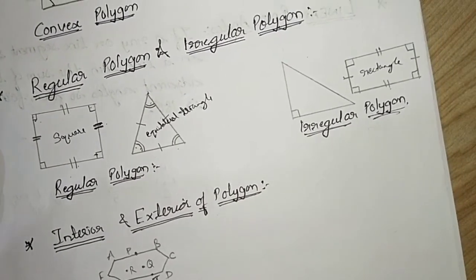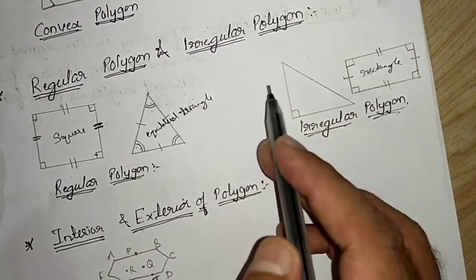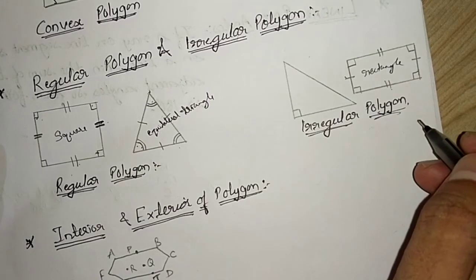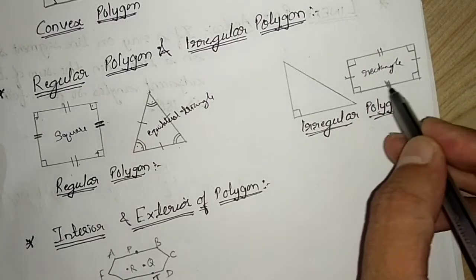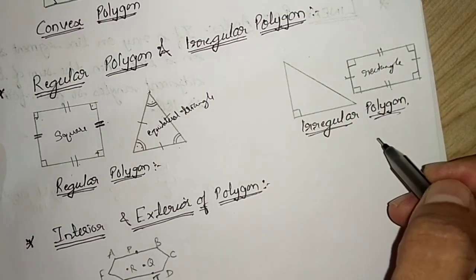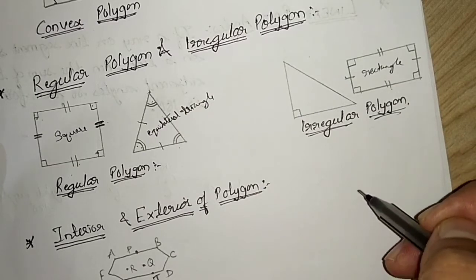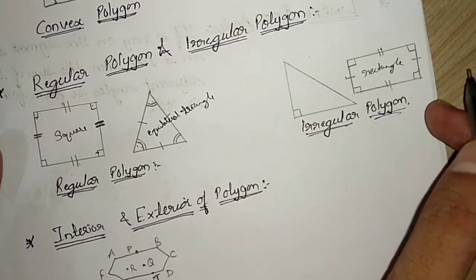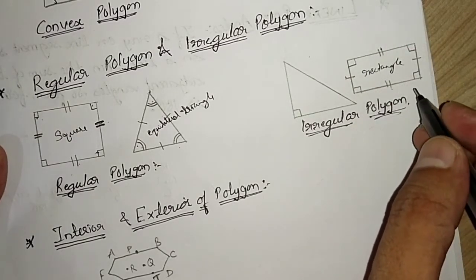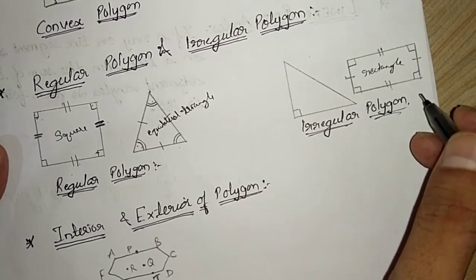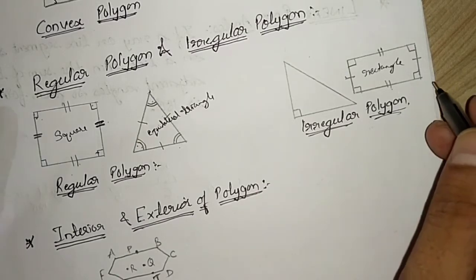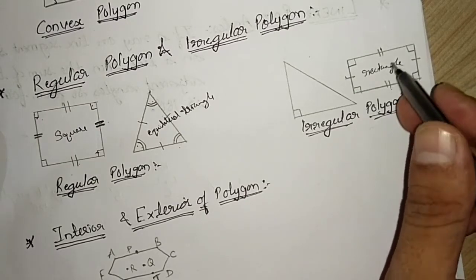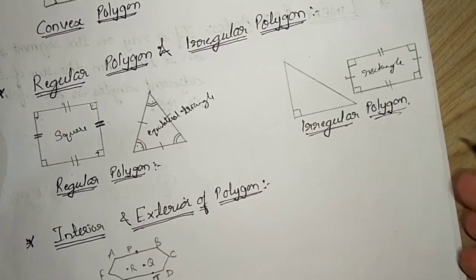One more thing, apart from regular polygon and irregular polygon: if all the angles are equal, we can say equiangular polygon. Rectangle is an equiangular polygon. And if all the sides are equal but all the angles are not equal, we can say equilateral. If it is a triangle, we can say equilateral triangle. If it is a rhombus, we can say equilateral rhombus because all the sides are equal.